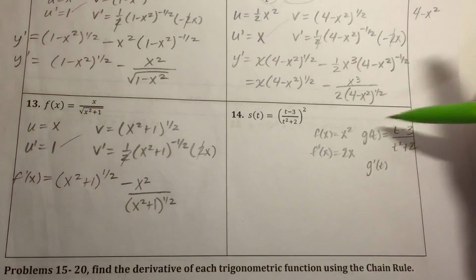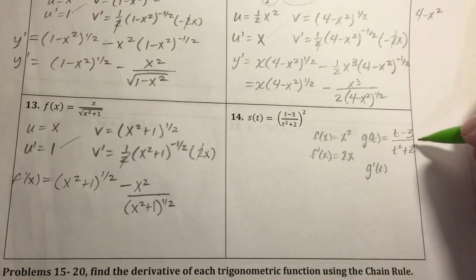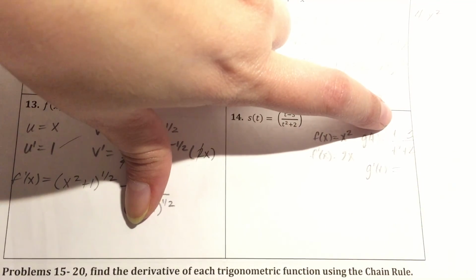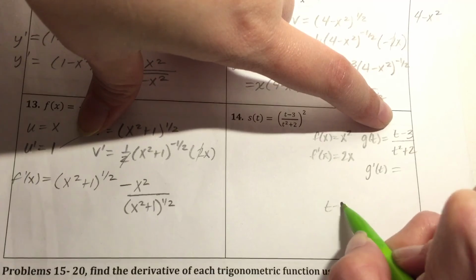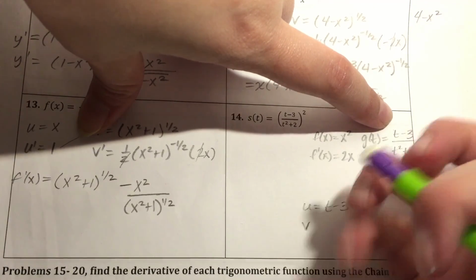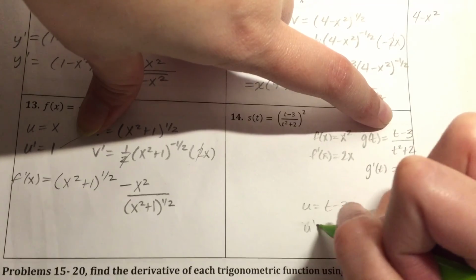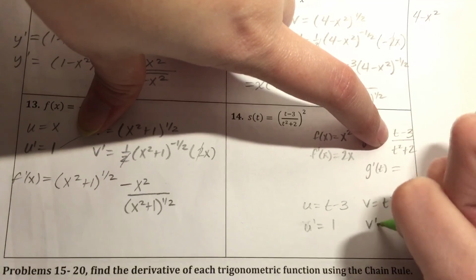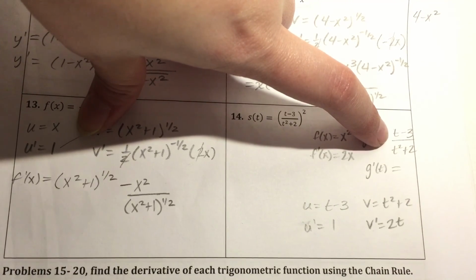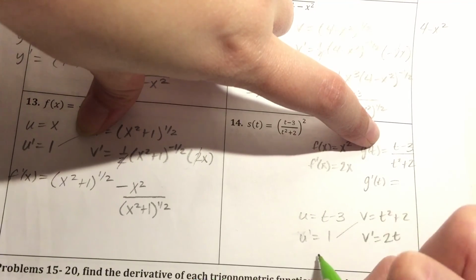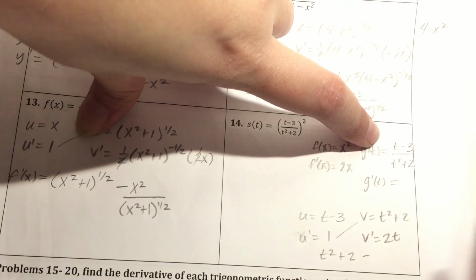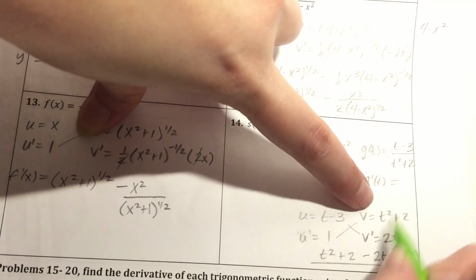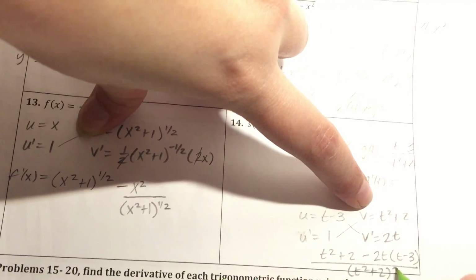Okay, doesn't matter. I'm going to plug this into there, but I'm going to end with t, so I need to write that. Okay, and now I have to do a quotient rule with this. So t minus 3 is u, and u prime is 1. And then v is t squared plus 2, and v prime is 2t. All right, so then I get u prime v minus 2t times t minus 3 all over t squared plus 2 squared.